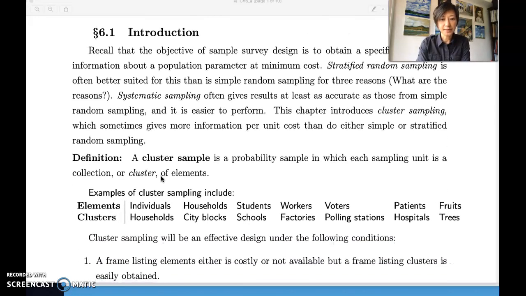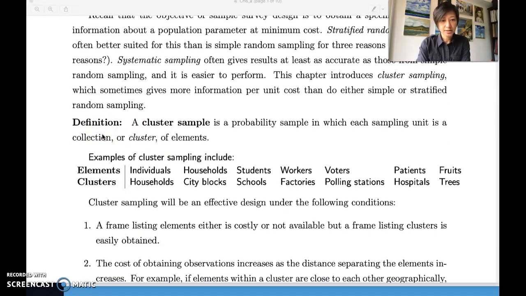Okay, so cluster sampling. All right, so let's say we have a population, then we can easily divide them into clusters, and then we look into some of the elements within them. So examples of cluster sampling would be a household as a cluster of individuals. Or a cluster of city blocks, where we want to obtain the data, and then within the city block, the elements would be households.